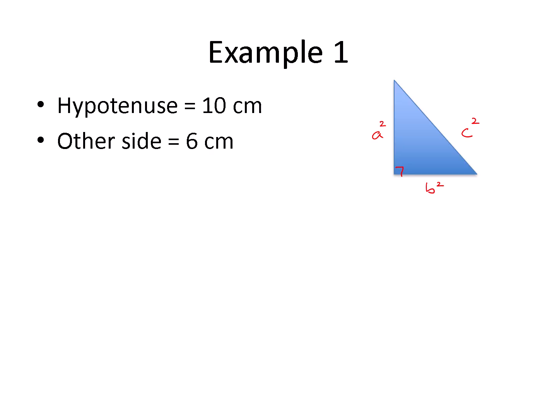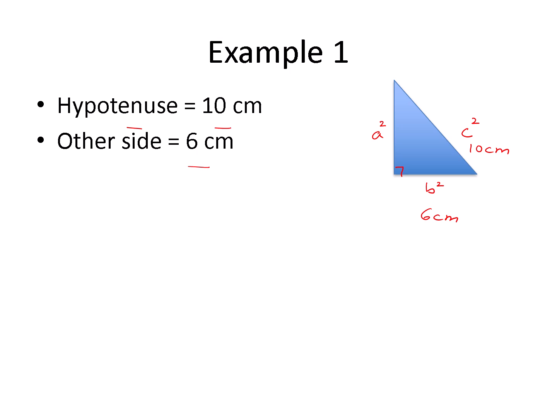So they say hypotenuse 10 centimeter. So hypotenuse is always c. So you will say this is 10 centimeter. Other side 6 centimeter. Other side is like the shorter side. You can use any A or B. I will go with B. I will write here 6 centimeter.